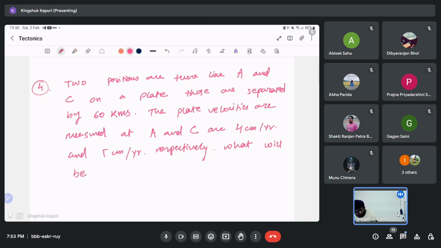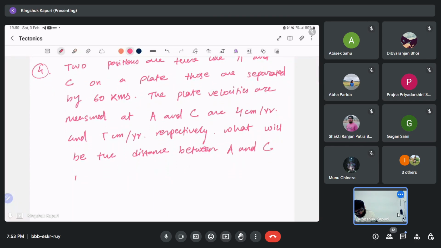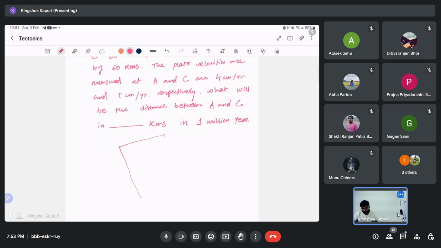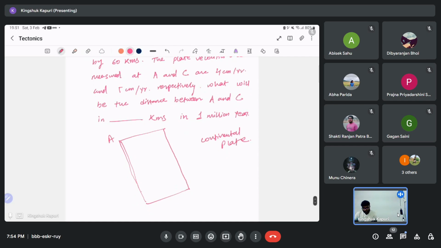What will be the distance between A and C in kilometers in 1 million years? Please try to solve this question. Suppose this is the continental plate. This is a continental plate. This is your A, this is C. Can you solve it?